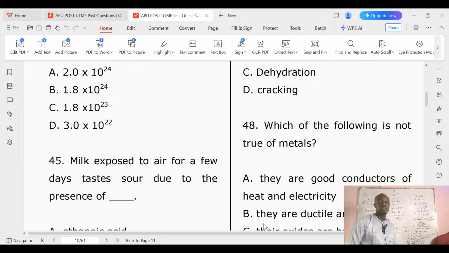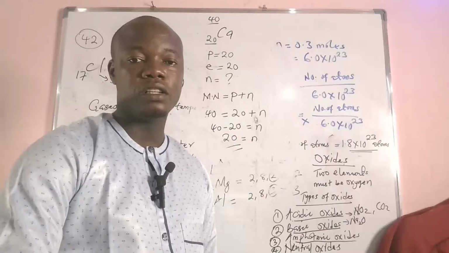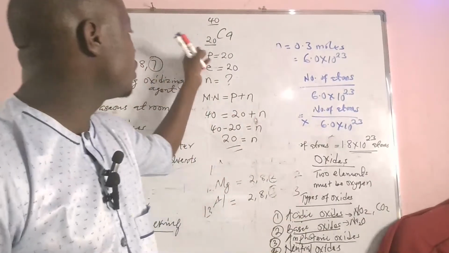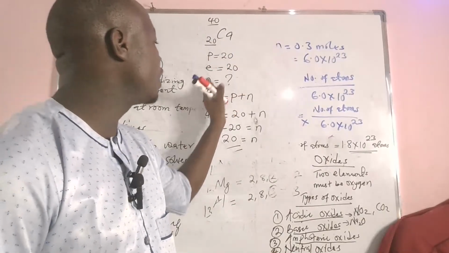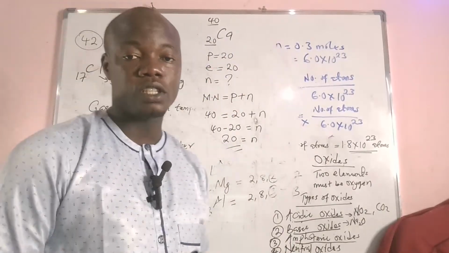So this is the end of the chemistry, and as we can see, ladies and gentlemen, the proton is 20, the electron is 20, and the neutrons we calculated as 20.